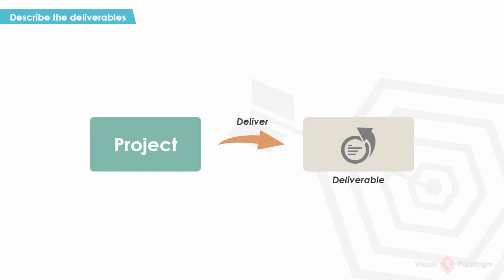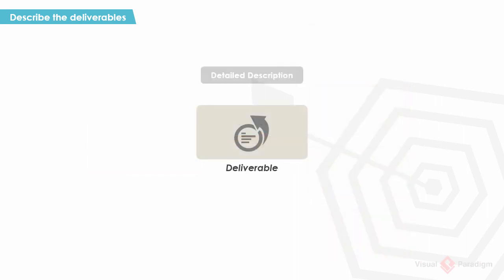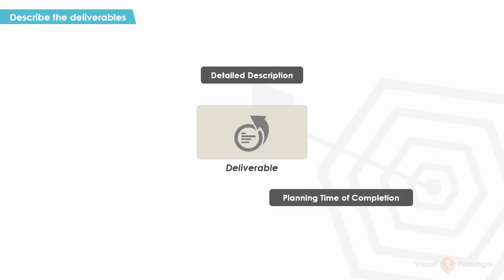Besides setting performance goals, part of this activity involves detailing the acceptance criteria for each deliverable. In Project Charter, a list of final deliverables have been identified, which can be software products, systems, major functions, and processes. In this plan, you are required to specify the acceptance criteria for these deliverables. This includes providing a detailed description on the deliverable, stating the planned time of completion, and most important, describe the acceptance criteria that will be used to determine or judge the completion of a deliverable.